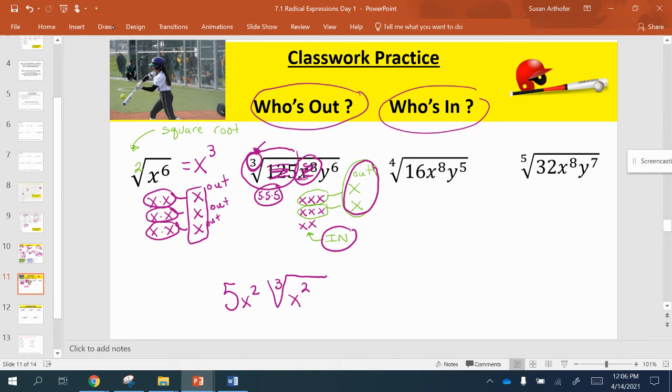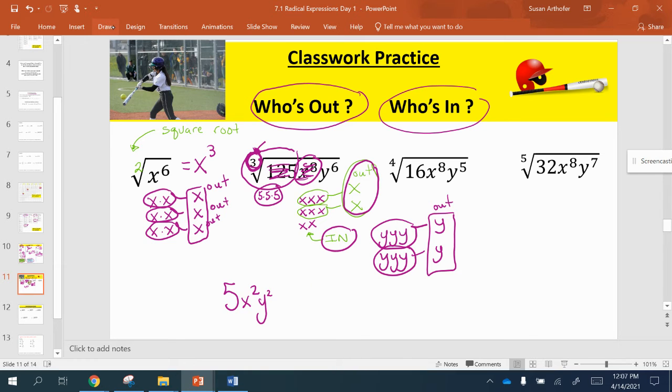I'm now going to draw y to the 6. I'm going to draw them in sets of 3 because it's a cubed root, it takes 3 to get out. So out is y, out is another y, so the ones that are out are y squared. There's nothing else to stay in. Let me just move this over a little bit. There we go. Make sure that this bar is tall enough that that 3 doesn't get hooked onto your y.